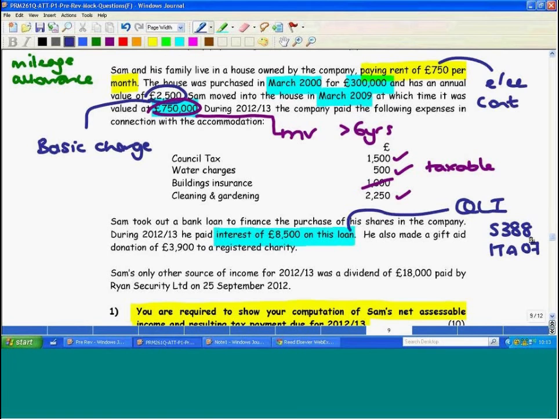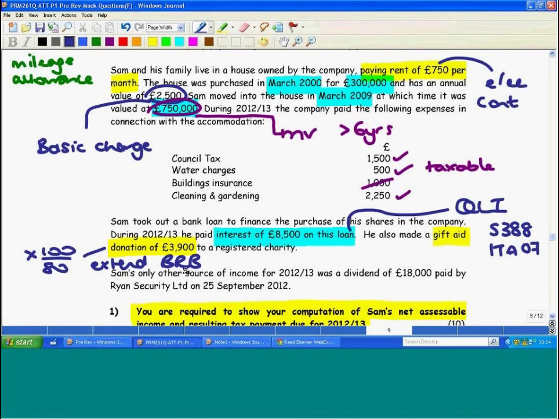Now, the next little sentence here talks about him making a gift aid donation of £3,900 to charity. So again, how are we going to deal with this gift aid donation? Well, we're going to gross it up, and of course this will extend the basic rate band. Now, that could have said perhaps he makes a personal pension contribution. It would be exactly the same treatment. So we're extending the basic rate band, and again, we'll show that when we run through how the tax liability is calculated.